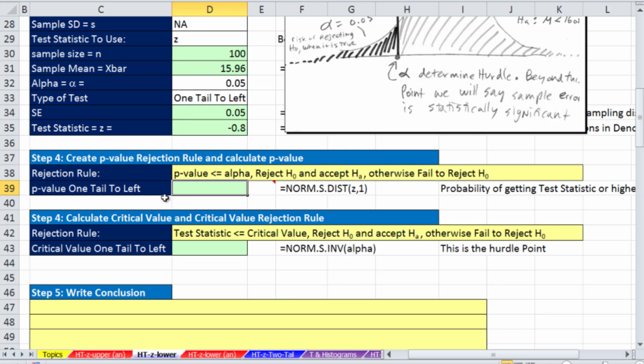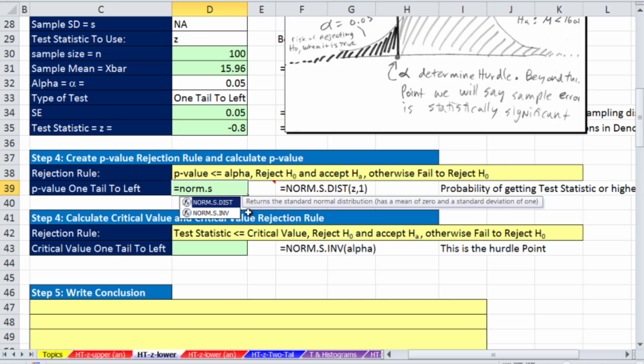Minus 0.8. Now what we need to do is calculate our p-value. We have two methods of determining whether this number of standard deviations is statistically significant or not. P-value: when we calculate our p-value, we will compare it directly to alpha. Here's our rule. If p-value is less than or equal to alpha, reject the null hypothesis, accept the alternative. Otherwise, fail to reject. So let's calculate our p-value.